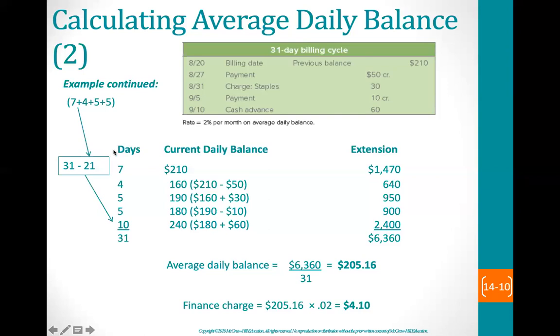Over here, we need to make sure that this adds up to our 31-day billing cycle. Add all of these numbers together to get 6,360. 6,360 divided by 31, we're told our average daily balance is $205.16. Now, $205.16 times our finance charge of 2%, our finance charge is $4.10 for the month.